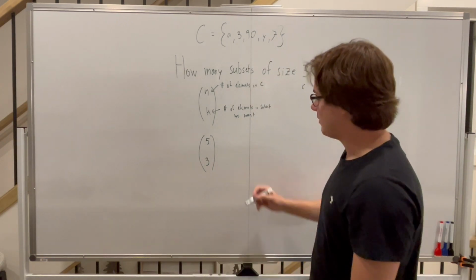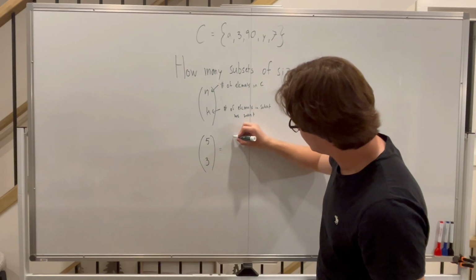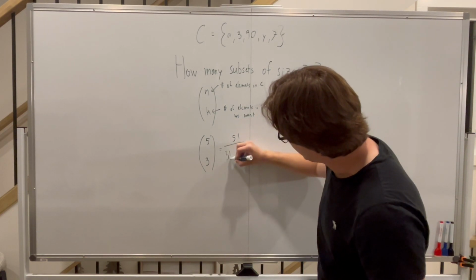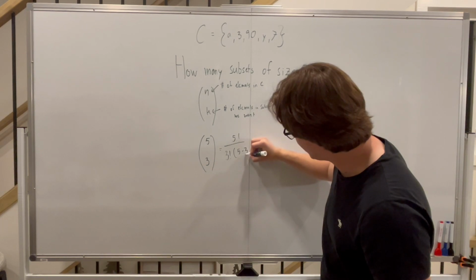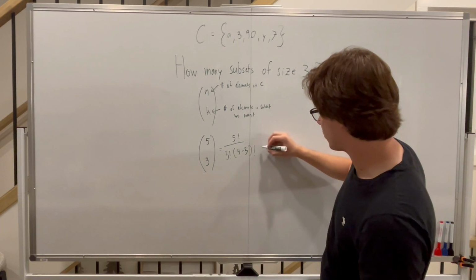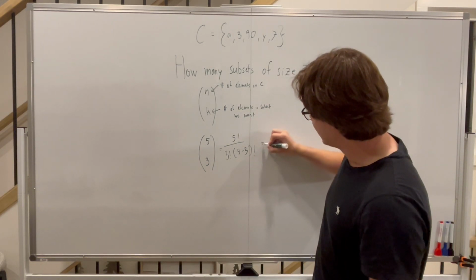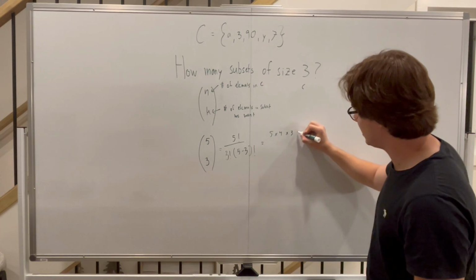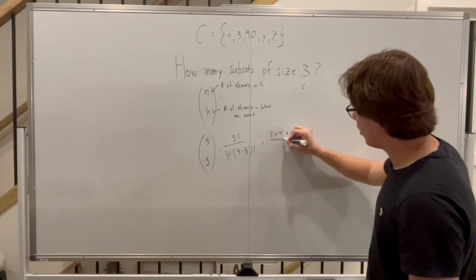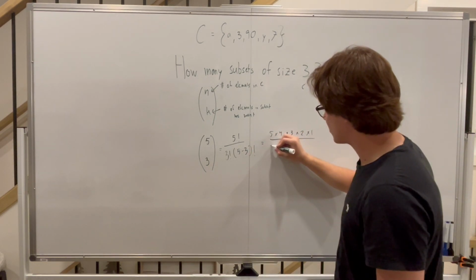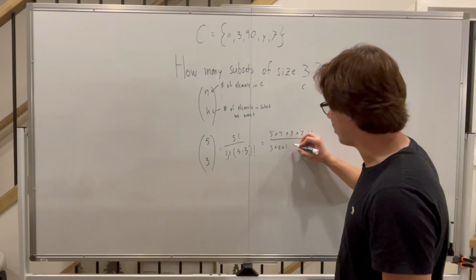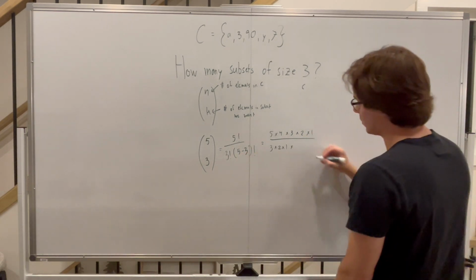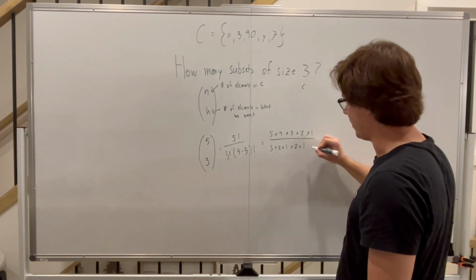Now, how are we going to compute this? Well, we know that this notation is simply the same as saying 5 factorial over 3 factorial multiplied by 5 minus 3 factorial. So how do we compute that? Let's quickly write out what 5 factorial is, which is going to be 5 times 4 times 3 times 2 times 1, over 3 factorial, which is 3 times 2 times 1, multiplied by 5 minus 3 is 2, all factorial, so 2 factorial, which is 2 times 1.